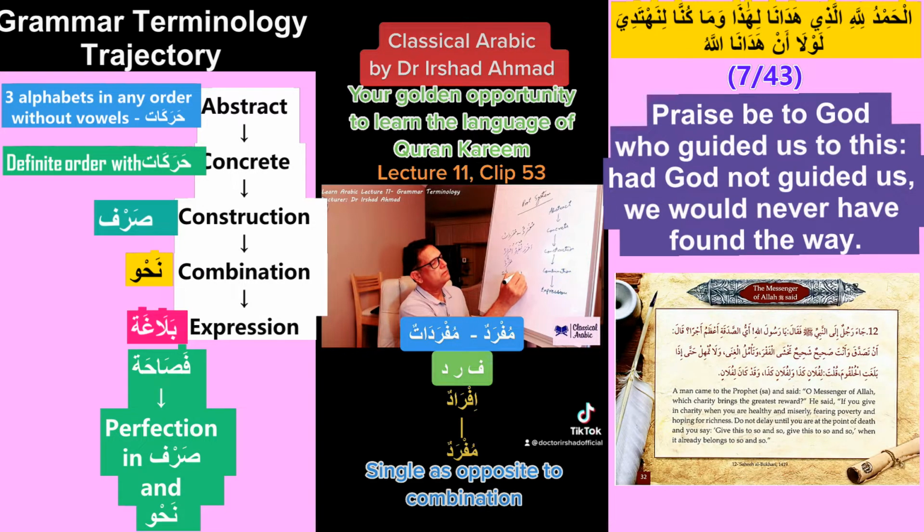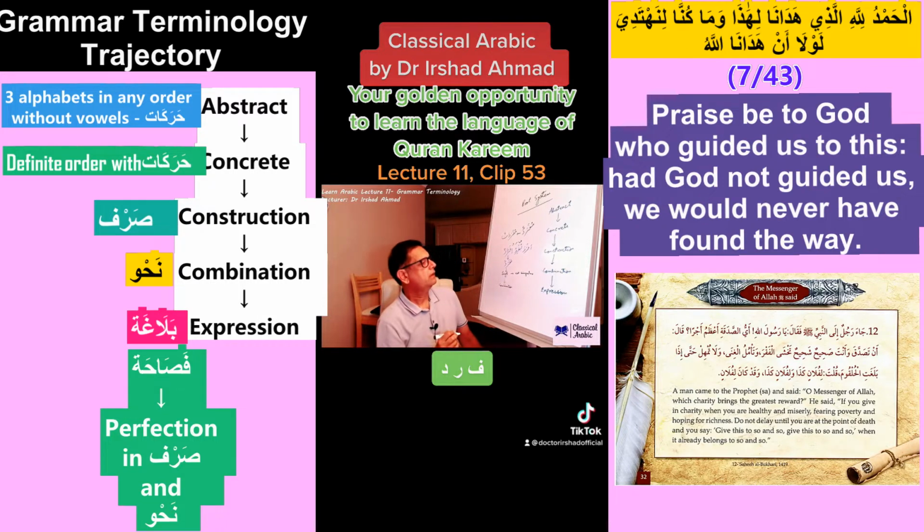Not singular. Singular will be as in singular, dual and plural, while the single will be one, basically means single device and then three devices, which is a combination of devices. So single as opposite to combination or composition, that kind of thing. So mufradun, mufradatun.